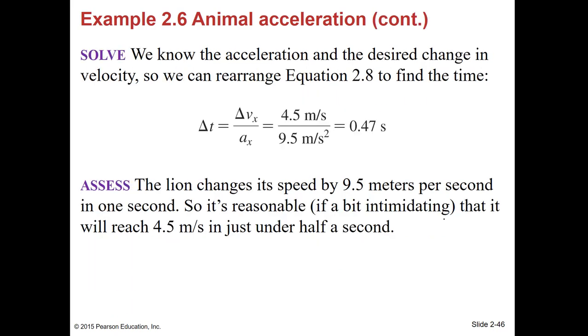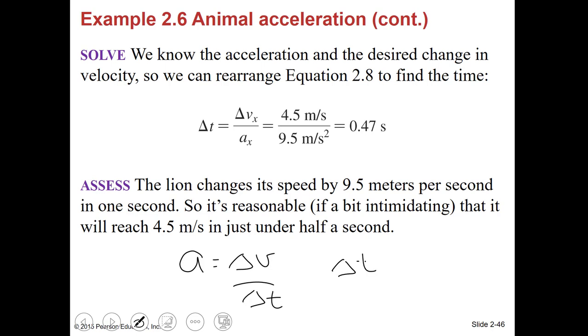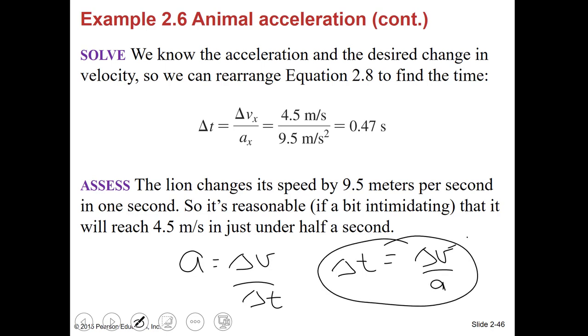Okay? So we can take the equation that we had before, just do a little bit of algebra. By that I mean this. Acceleration was delta v over delta t. So if you solve for delta t, multiply both sides by delta t, divide both sides by a. That's where this equation comes from, that you see up here. So we get 0.47 seconds then. So half a second to go 10 miles per hour. That's pretty impressive.